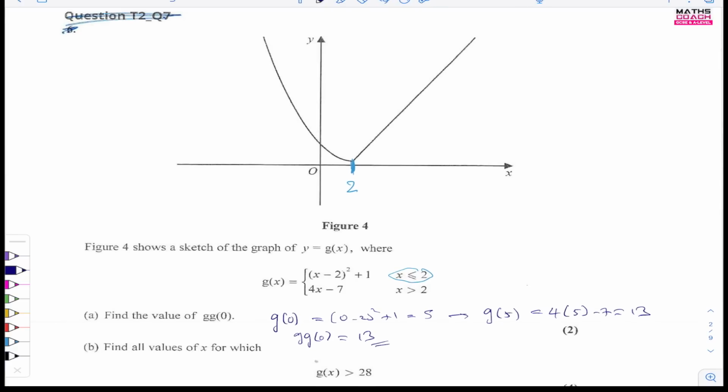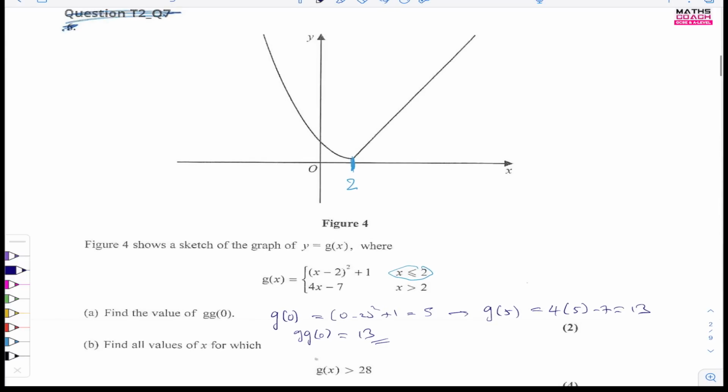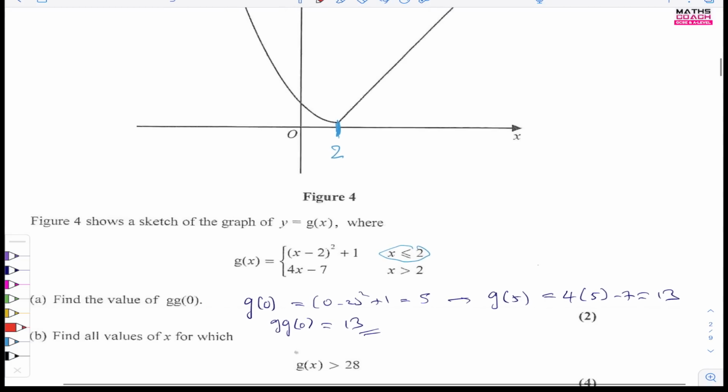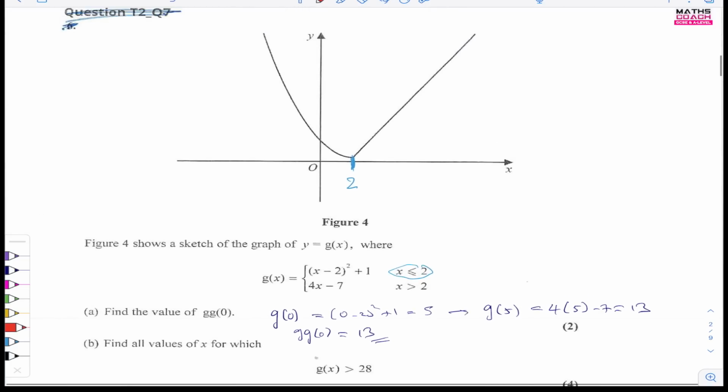For the second part, g of x is bigger than 28. So for g of x to be bigger than 28, the g of x graph is drawn there. So the left side graph is already drawn. The right side is the graph of y equals 28. So if you draw the graph of y equals 28, it's going to be a horizontal line intersecting the g of x graph. So this is y equals 28. This is the point of intersection of both graphs.